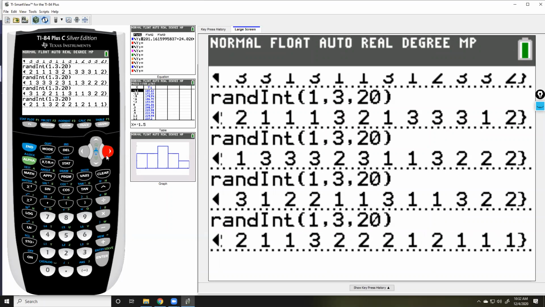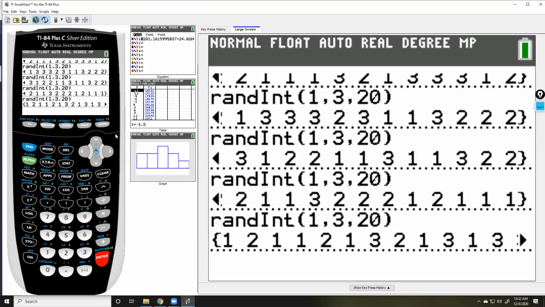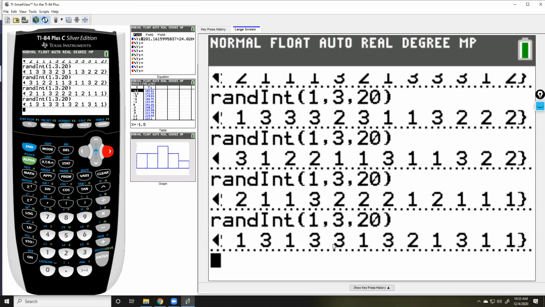And so it doesn't seem like we're getting at least 10 correct a lot. But that doesn't mean that it's impossible. It is possible. So eventually, with enough times through this simulation, we'll get a certain amount of them getting 10 or more correct. In fact, if you did this on your calculator, you may have run into a time where the person got at least 10 correct. 1, 2, 3, 4, 5, 6, 7, 8, 9, 10. There it is.